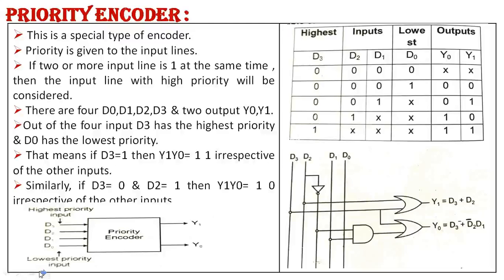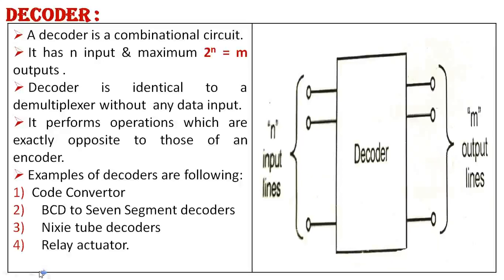D0 to D3, lowest to highest priority, and their corresponding code. Here we see the truth table with outputs 0 0, 0 1, 1 0 and 1 1 and their corresponding priority-wise inputs. And the last diagram shows the logic diagram using OR gates and the Boolean equations of outputs Y0 and Y1. Next one is the decoder.